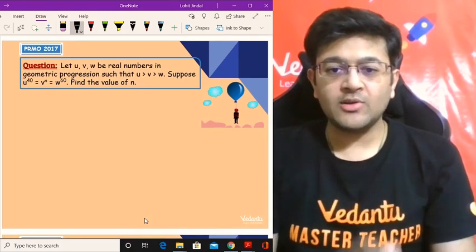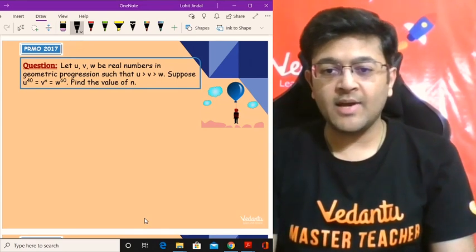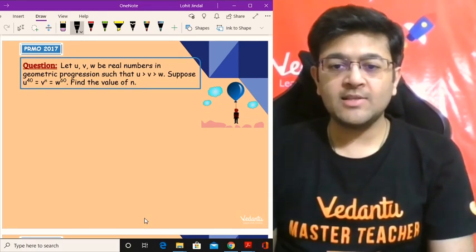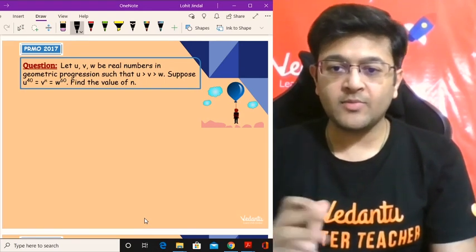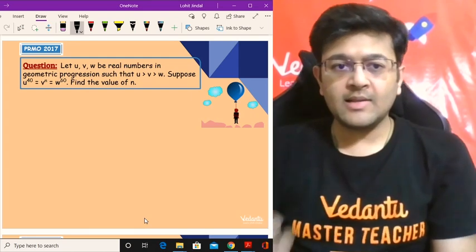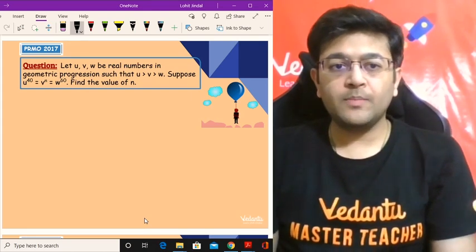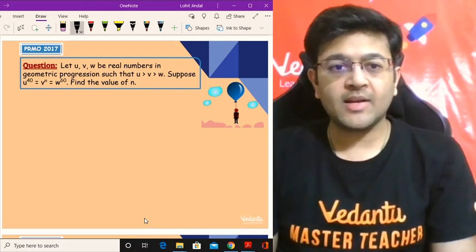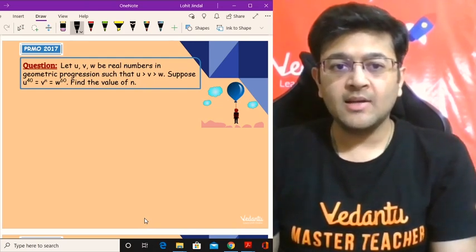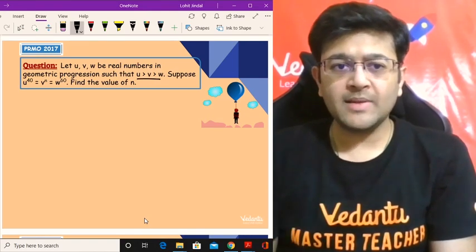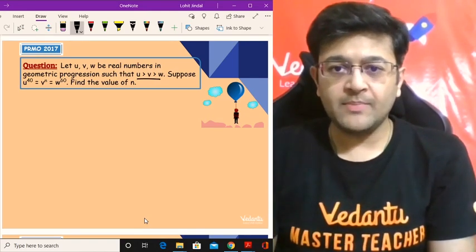Okay, this is the fifth question of the actual 2017 pre-RMO exam. All right. So let's see this one. This is again a very easy question. It is dealing with geometric progressions, as you can see here. So what is it that is given in this? Let u, v, and w be real numbers in geometric progression such that u is greater than v is greater than w, right? So basically, it is a decreasing GP, right?